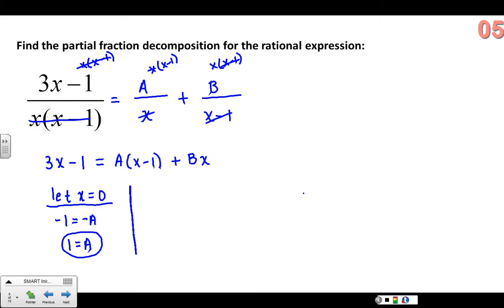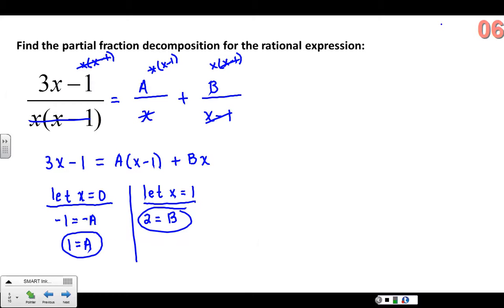So let's do the same process over with the other factor. What number would make x minus 1 go to 0? Positive 1. So if I let x equal positive 1, let's see what happens. 3 times 1 is 3, minus 1 would give me 2. If I plug in a 1 here, 1 minus 1 goes to 0, so this whole term becomes 0. And then b times 1 is just b. So b is equal to 2. A is equal to 1 and b equals 2.